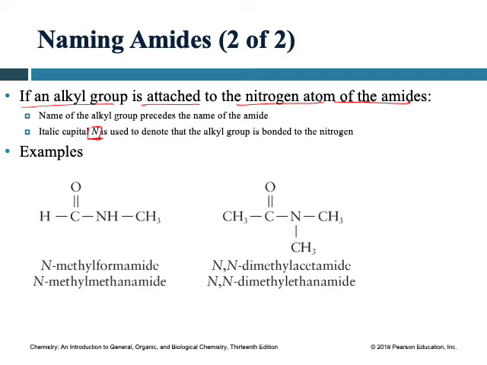So this is an amide. The moment I see C double bond O NH, I know this is an amide, right? So you have to give the priority to the carbon of the amide group. So this is the carbon that comes from the amide. So you have to give the priority to this carbon. So this is 1.